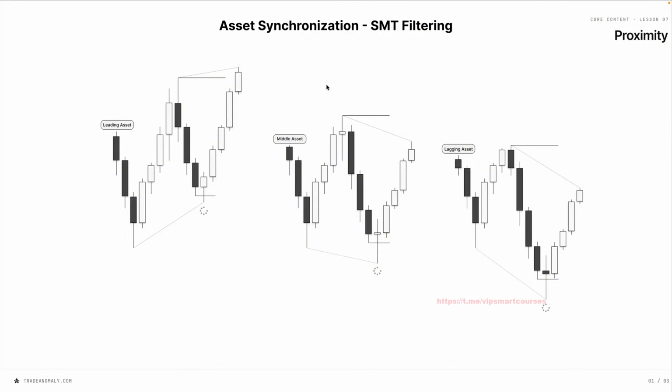This is going to happen every single time the market reverses. Every single time the market reverses, the leading asset is going to hit the draw on liquidity first and make an opposing SMT. So it's like, which SMT do you trust? Do you trust the ones at the lows or the highs? And this is what we're going to be going over.